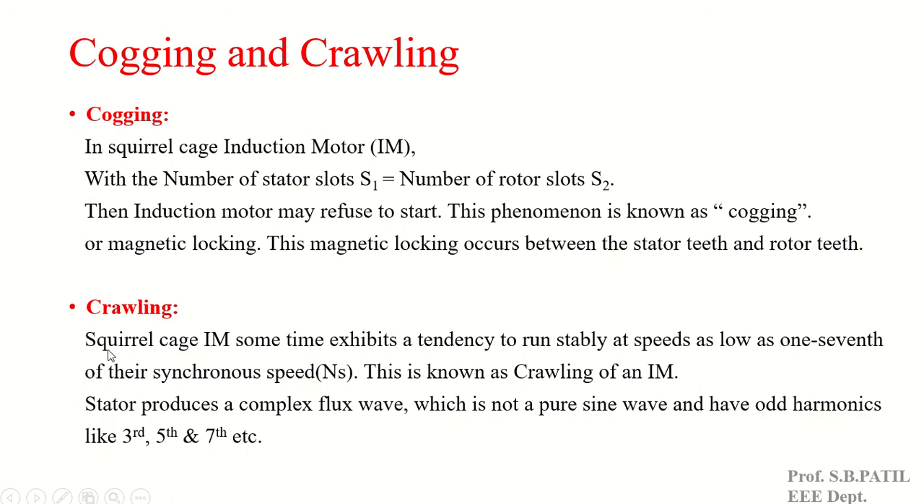And crawling: a squirrel cage induction motor sometimes exhibits a tendency to run stably at speeds as low as 1/7 of its synchronous speed, and this speed is always less than the synchronous speed. This is known as crawling of an induction motor. The stator should produce a pure sine wave flux, but here the stator produces a complex wave, which is not a pure sine wave, and this crawling is due to odd harmonics like 3rd, 5th, 7th.